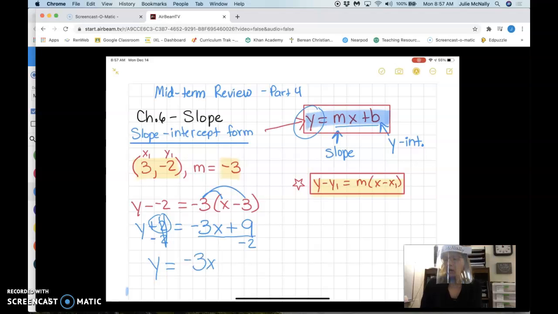When you do that part, just make sure you're combining it with the right thing. Combine the number with the number, not with the x. And then +9 and -2 is going to be a +7. And that is my slope-intercept form.